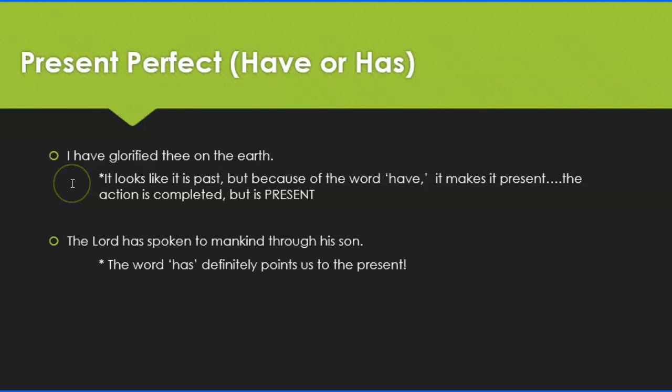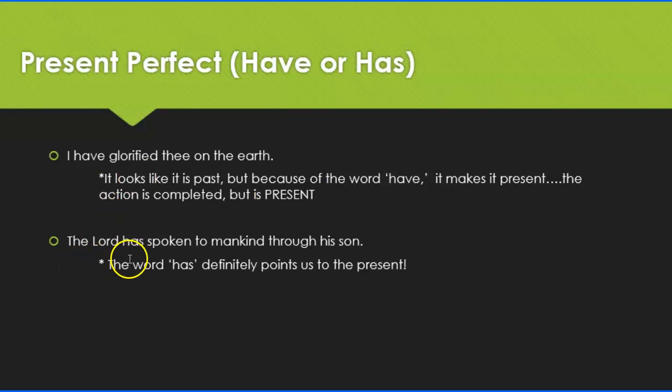So here's example number 1. I have glorified thee on the earth. Now, Christ could have said, I glorified thee on the earth, and that would be past tense. However, by adding the have, I have glorified, it means that it is happening still, but it is also part of past. So he has glorified in the past, but he's still doing it. I have glorified. Looks like it's past, but because of the word have, it jumps it right into the present. The action is completed, but is present tense.